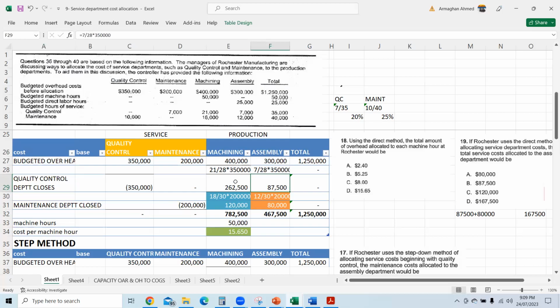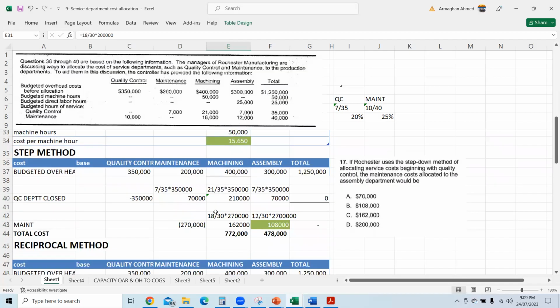So the service department is receiving service: the quality control cost plus the maintenance cost, right? So these two you are going to add. How much service department cost is allocated to this? This is what you are going to add. 380.